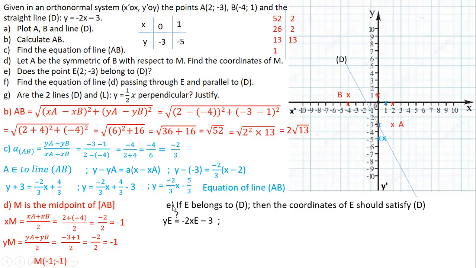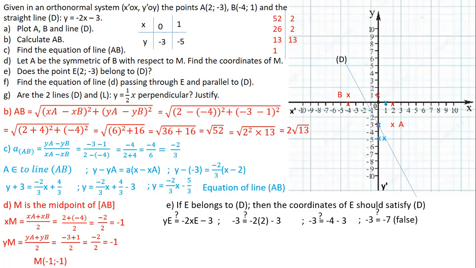Now let's replace YE. What is YE? Minus 3. XE? 2. So minus 3, is it equal to minus 2 times 2 minus 3? Now, minus 2 times 2, what's the answer? Minus 4. So minus 3, is it equal to minus 4 minus 3? What's the answer of minus 4 minus 3? Minus 7. Minus 3, is it equal to minus 7, Abbas?